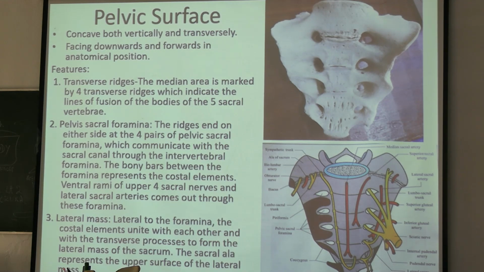Okay. Next is lateral mass. Lateral to the foramina, these parts are known as lateral mass. Lateral to the foramina, the costal elements unite with each other and with the transverse processes to form the lateral mass of the sacrum. The sacral ala represents the upper surface of the lateral mass. Okay, understood?